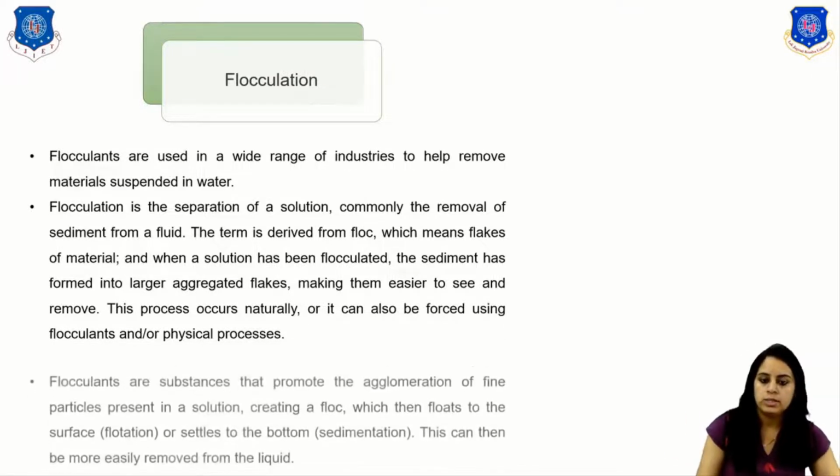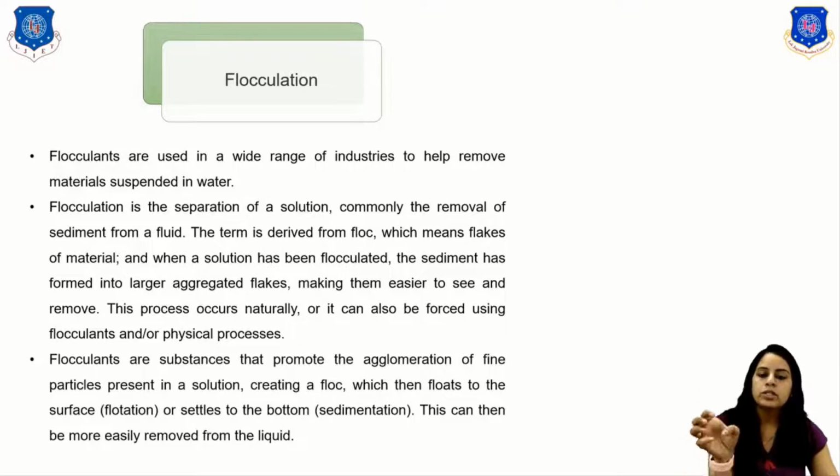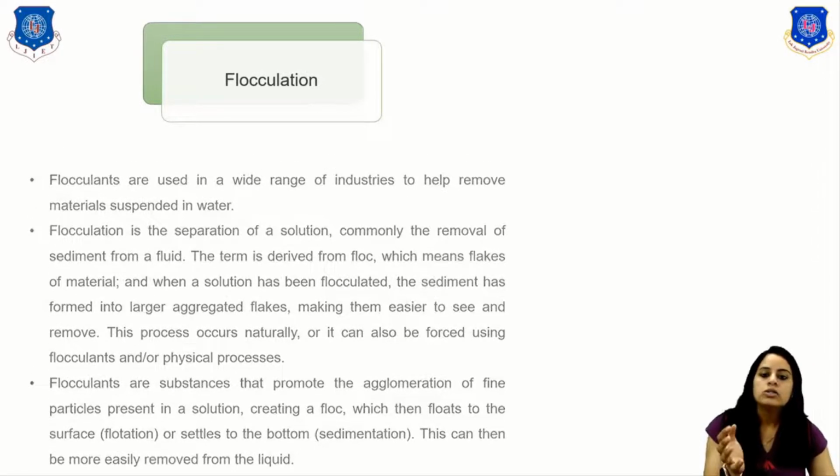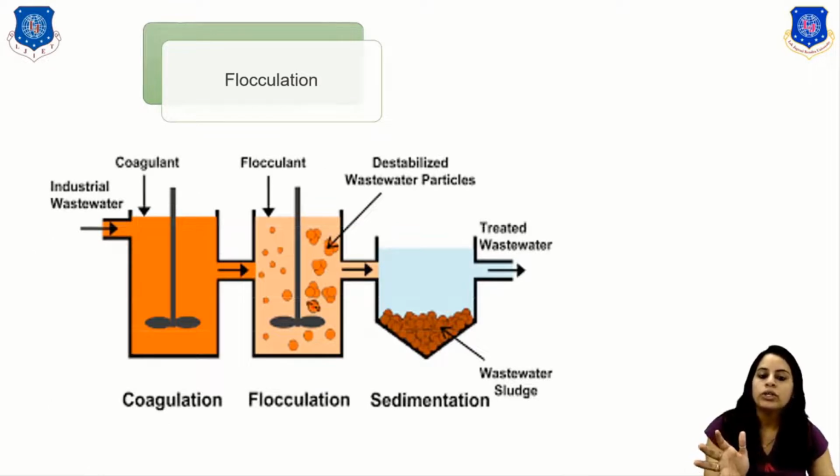This process occurs naturally, or it can also be forced using a flocculant or physical processes, right? A flocculant is a substance that promotes agglomeration of the fine particles present in the solution or wastewater, creating a floc which then floats to the surface or settles to the bottom. This can be more easily removed from the liquid, right? So this is the process of flocculation.